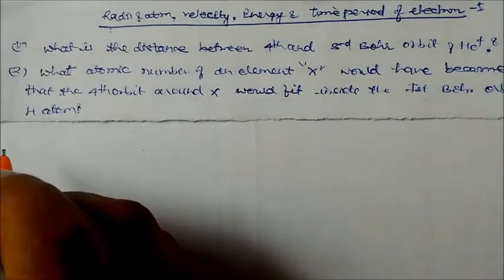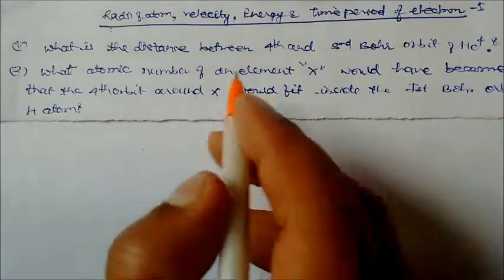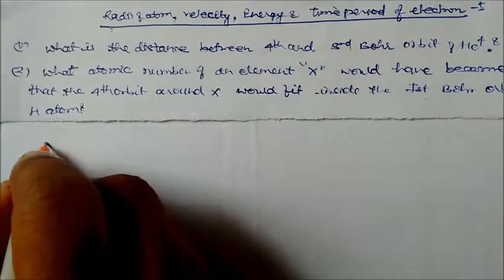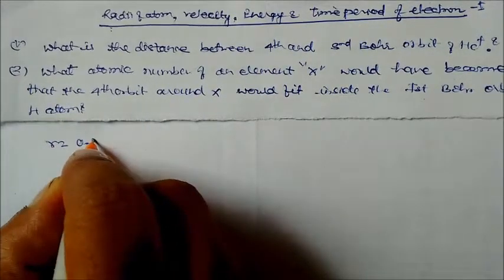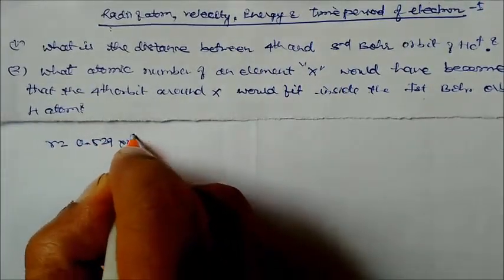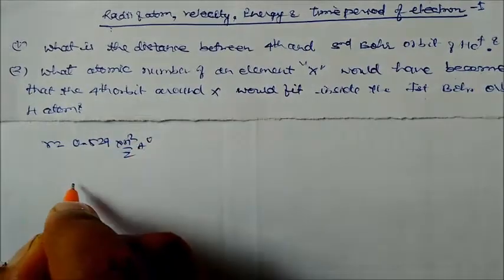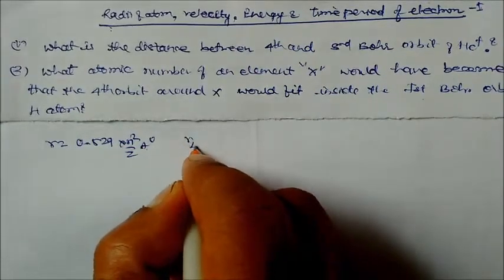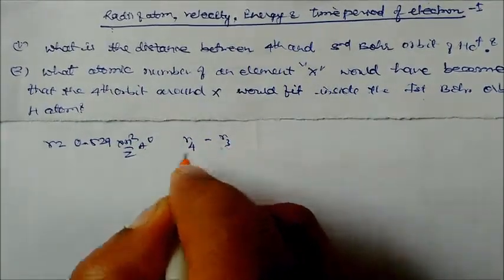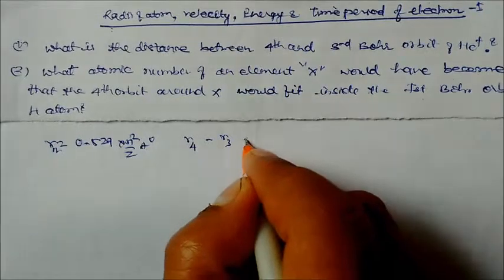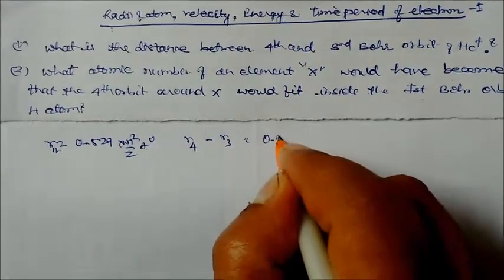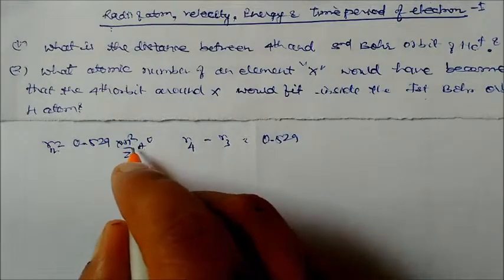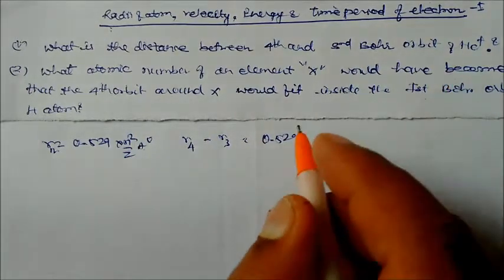So here, the value for the Bohr orbit is r equal to 0.529 times n square by Z angstrom. We need to find the fourth orbit minus the third orbit. For the nth orbit, this gives 0.529 times n square by Z, with the fourth orbit being 4 square, and Z for helium is given here.